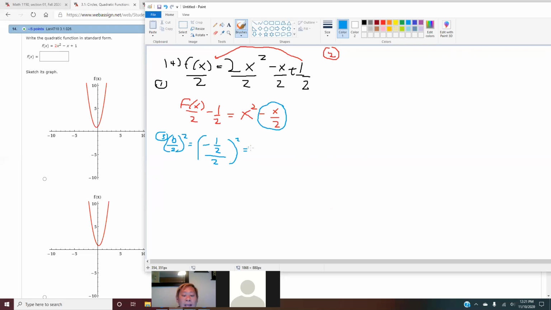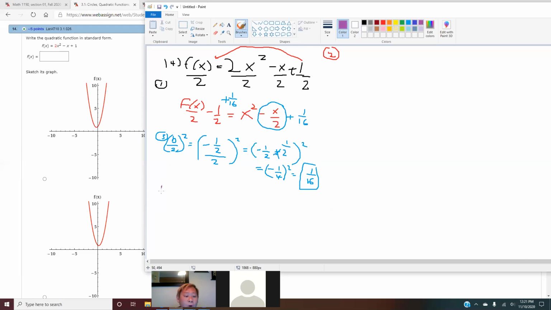So this is actually the same thing as negative 1/2 divided by 2. And as you know, when you divide by 2, it's the same thing as multiplying by 1/2. So this is actually negative 1/4, and you have to square this. So 1 squared is 1, 4 squared is 16, and negative becomes positive. So this number 1/16, you have to add it to both sides of the equation. So this is step number 3.